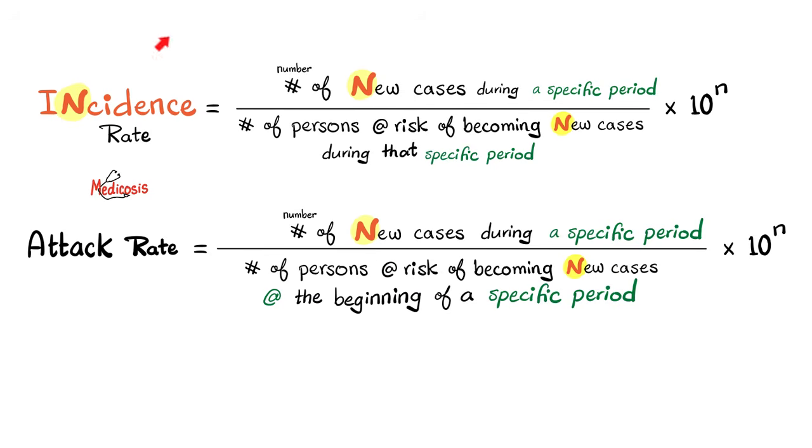What's the difference between incidence rate and attack rate? Both of them are new cases over every person that is at risk of becoming a new case, but there is a difference. Let's continue the definition. In the numerator, we have the number of new cases during a specific period, okay? And in the denominator, it's during that specific period. During that period, but in the attack rate, it's at the beginning of that specific period. That's a big difference. And we will have a practice problem later in this video talking specifically about this issue.